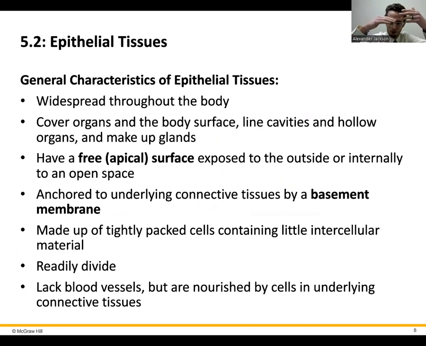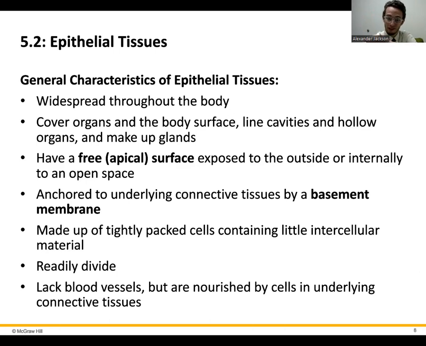Okay, so for example, the apical surface of your skin, your epithelial tissue, would be at this top part that's exposed to the air. In your gastrointestinal tract, you've got basically a hole. The hole inside is actually the basement membrane. And on the outside of that, the top part of those cells would be the apical side of the cells.